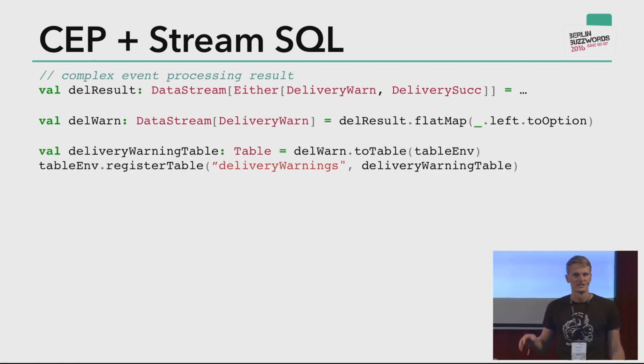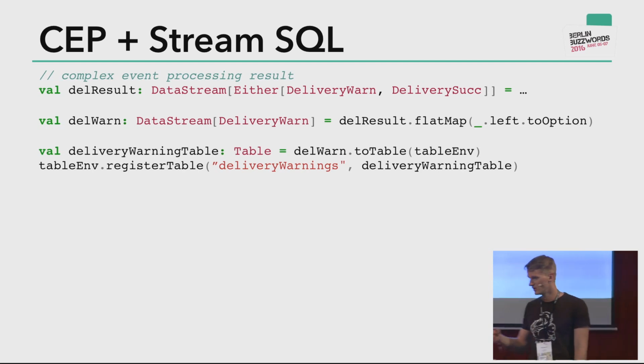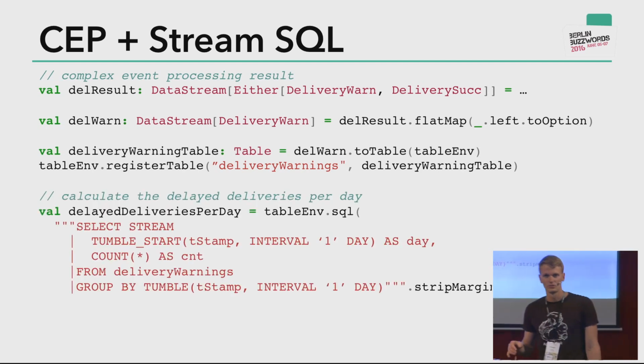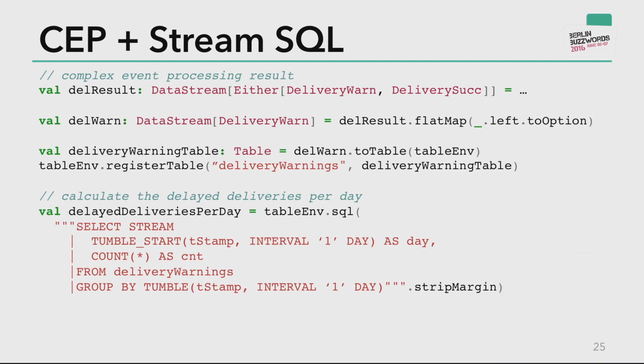Next, we have to register this data stream, giving it a unique name to reference it from a stream SQL statement. And last but not least, we can apply our stream SQL query, the one you've already seen for counting orders per hour, just this time delayed shipments per day, on our data stream of delivery warnings. That's it, basically.